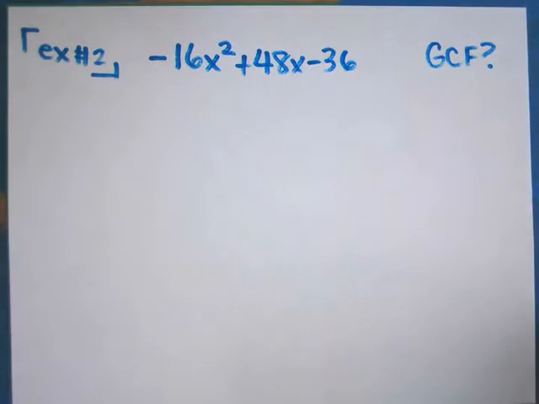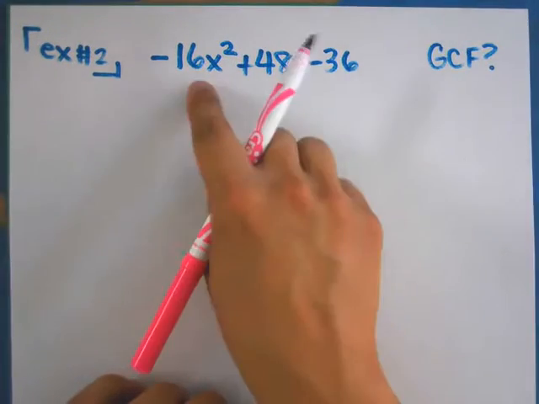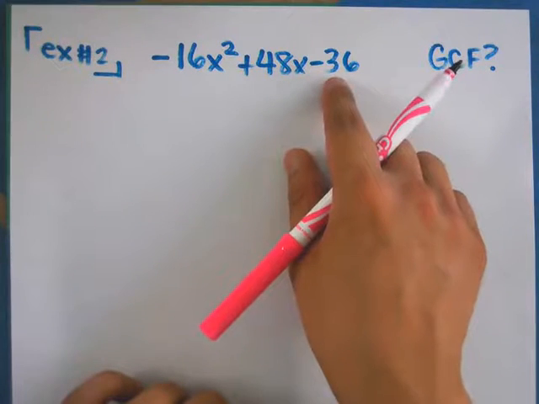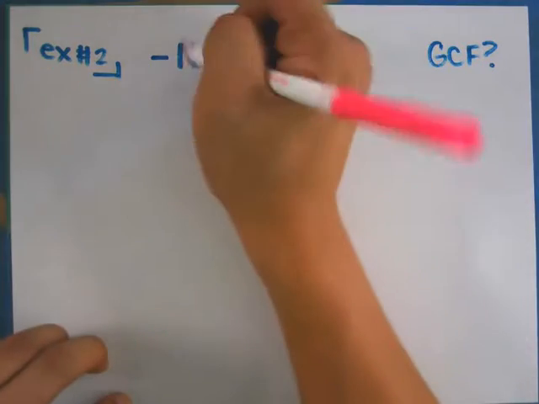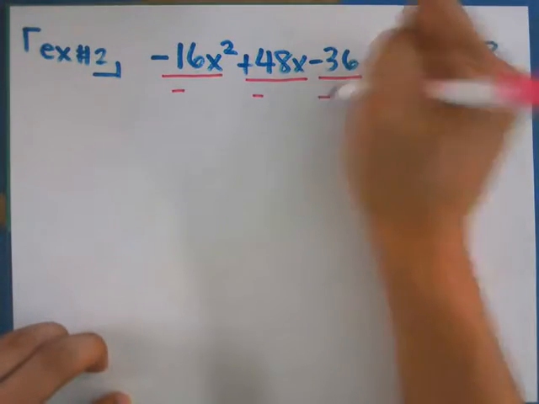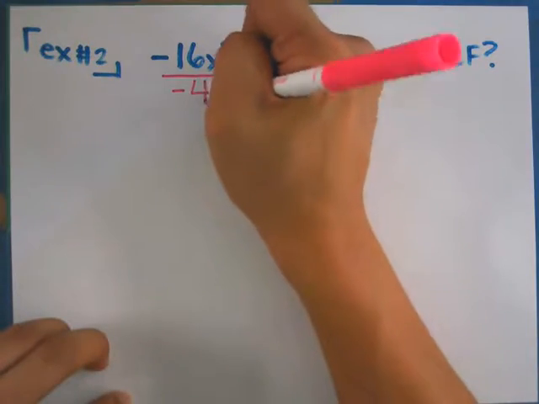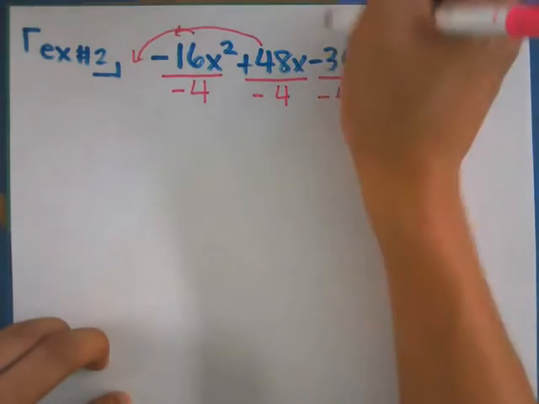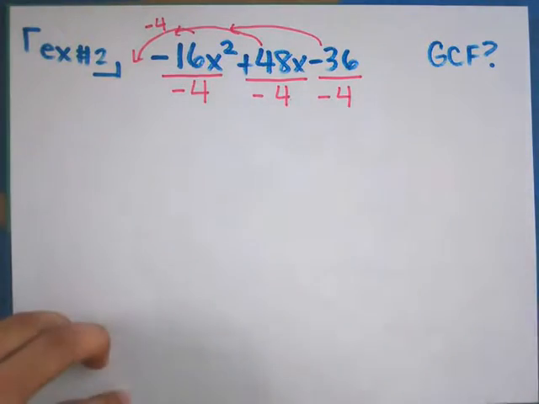Your first question always is, can we take out a greatest common factor? Is there a number that we can divide all of these by? 18x squared plus 48x minus 36. Since your A value is negative, we can take out a negative number. The highest number you can divide 16, 48, and 36 by is going to be 4. So we're going to factor out a -4, and I'm going to do my reverse distribution arrows, just so that I remember to put the -4 on the outside.